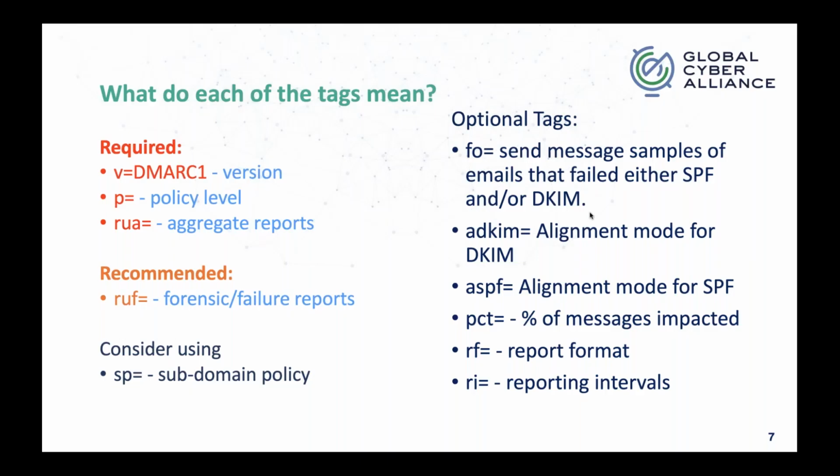So what are all of these tags? What do they mean? We're going to go through each one of these in slides, but this is just to give you a little cheat sheet so you can see which ones are required, recommended, and considered optional. The first required one is v=DMARC1. That's defining the version of DMARC that's being used, and it's always going to be v=DMARC1.